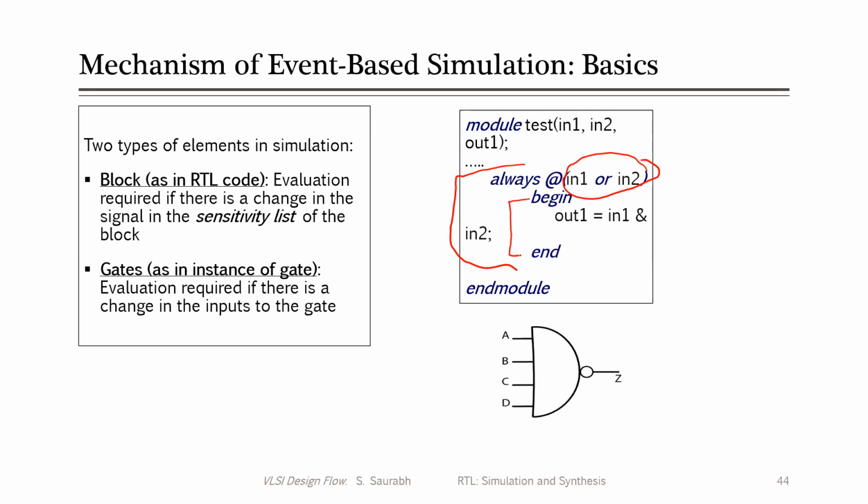The other type of element is a gate, right? Whenever you have a gate, evaluation is required whenever there is a change in input. So whenever A, B, C, or D is changing, then Z needs to be recomputed. So there are two types of elements in simulation: a block of RTL code or a gate, right?